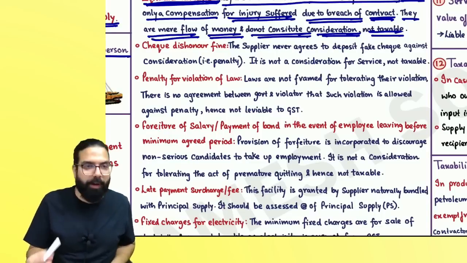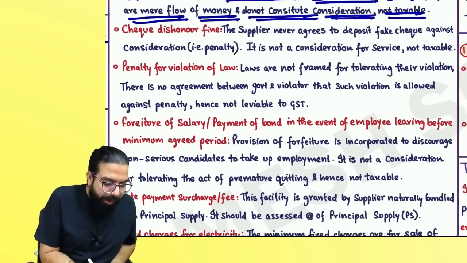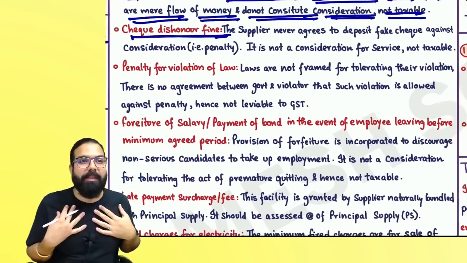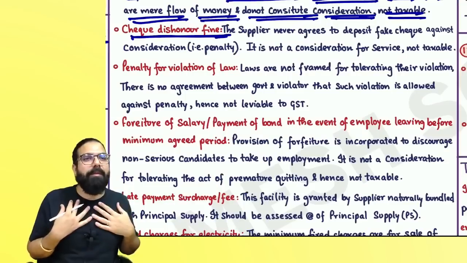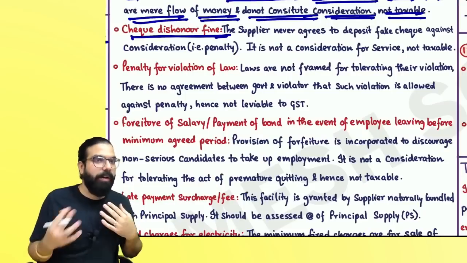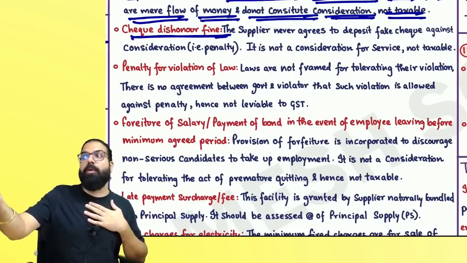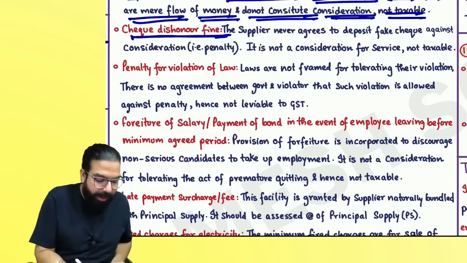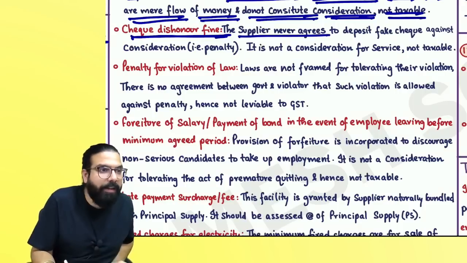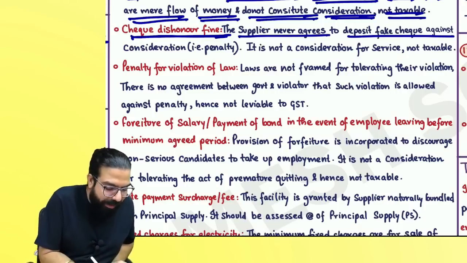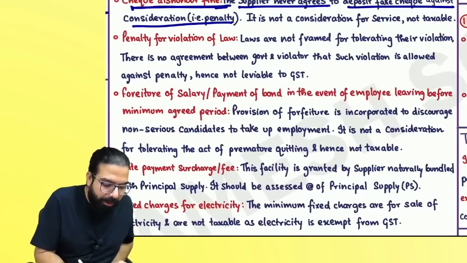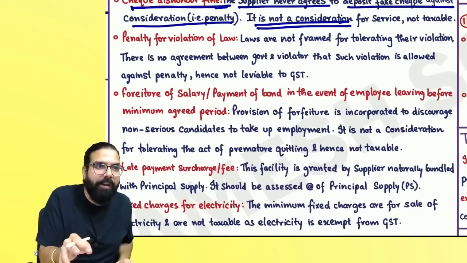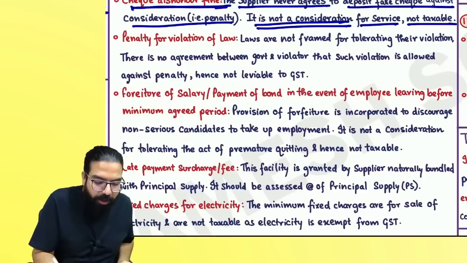Can we go ahead, everyone? The next one, check dishonor fine. The government said that a person who takes a fine for check dishonor will never take a check so that it gets dishonored. I never agree to the obligation that you give a check, it will get dishonored, and I'll charge you this much. No, the supplier never makes such an agreement to deposit a fake check against a consideration or penalty. Whenever I receive any consideration or penalty because your check got dishonored, it is not for a service and is not taxable.